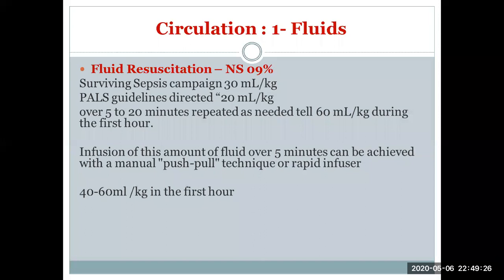So the fluid used is normal saline, 0.9 saline. The recommendation is 20 ml per kg. The previous Surviving Sepsis Campaign recommendation was up to 30 ml per kg per bolus. The bolus guideline is 20 ml per kg over 5 to 20 minutes. I would say as fast as possible, with a manual push, to restore a decent circulation, and it can be repeated up to 60 ml per kg during the first hour. So if the first hour has passed and your patient needed 60 ml per kg of fluid, I would assume the patient is already on inotropes. Okay.